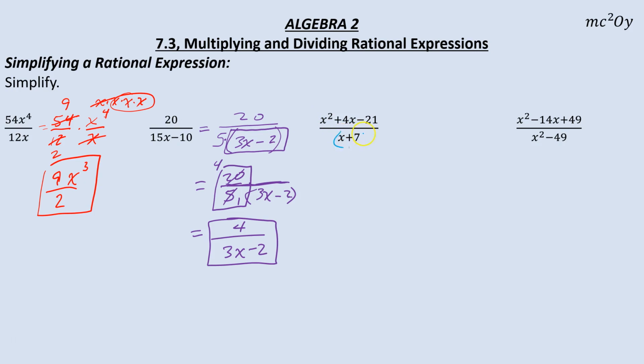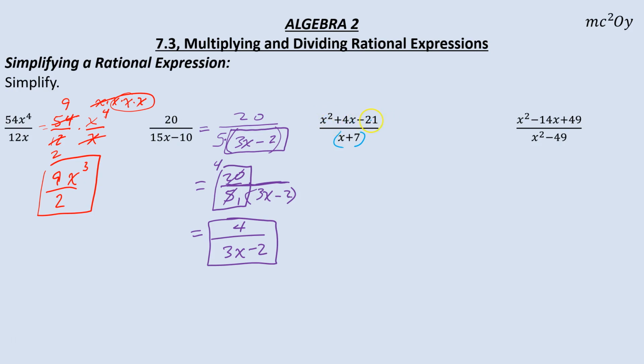However, in this case, x plus 7 doesn't factor, but I'm going to put parentheses around it to remind myself, hey, that's a set, it goes together. There's implied parentheses in the denominator, and same thing in the numerator. There's parentheses around this, but I can simplify this. I can factor it, I mean.